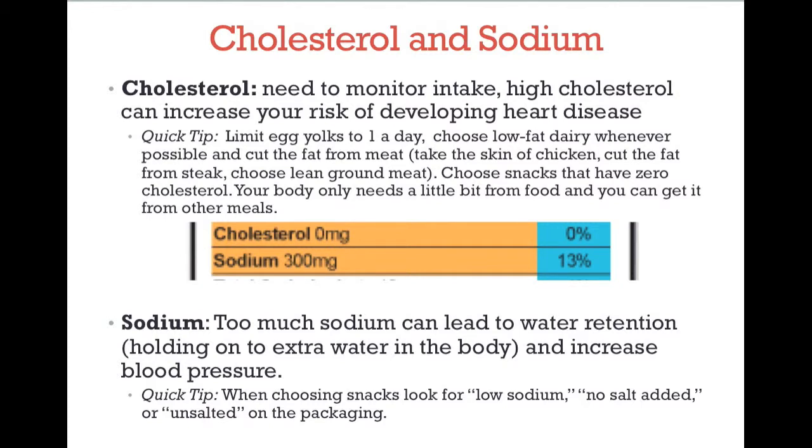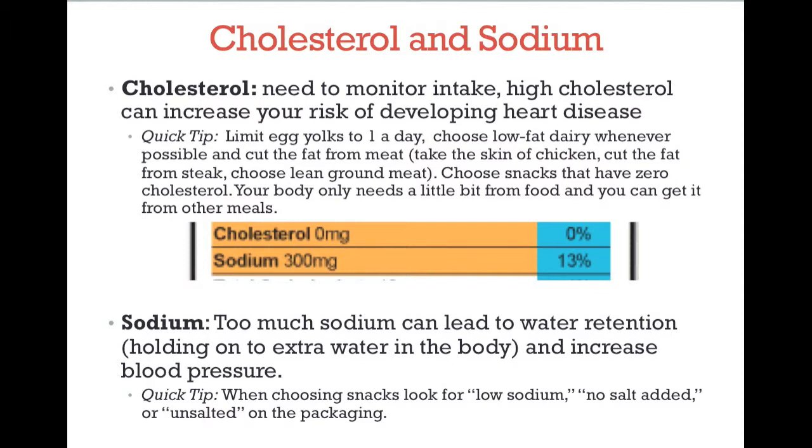Next, you will see cholesterol and sodium, also highlighted in orange. Cholesterol needs to be monitored because having high cholesterol can increase your risk of developing heart disease. Cholesterol in food is found naturally in liver, egg yolks, butter, cheese, milk, and meat. For a quick tip, eggs are a great source of protein and a good source of vitamin D. However, it is recommended to limit egg yolks to 1 a day due to the cholesterol levels.